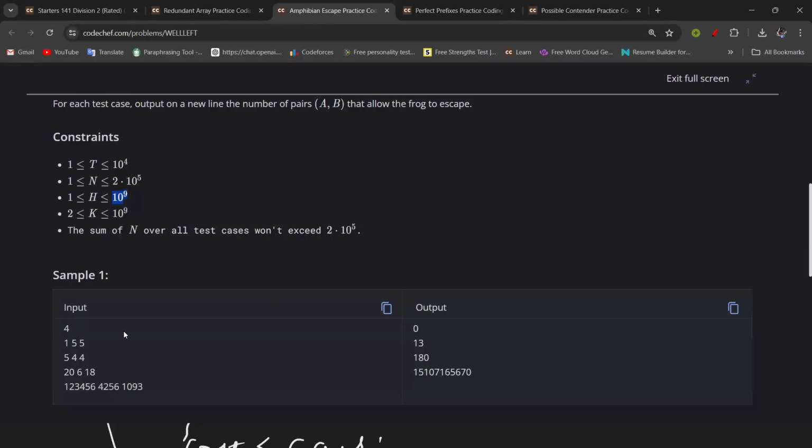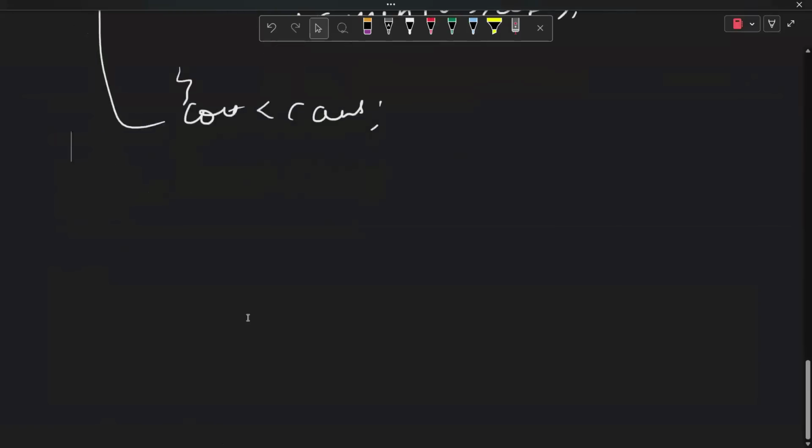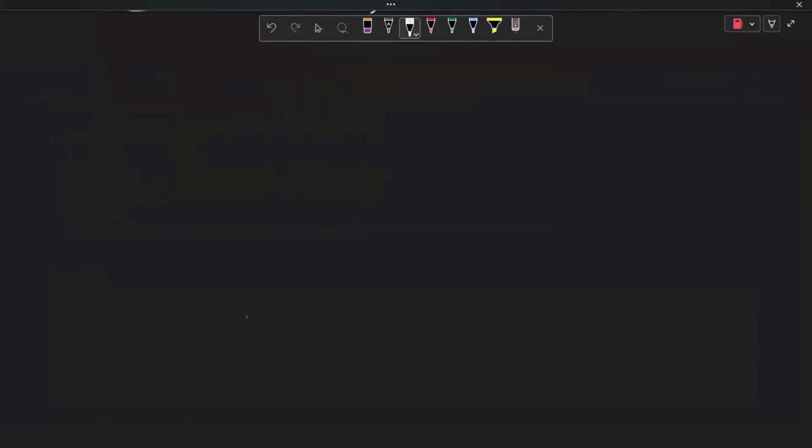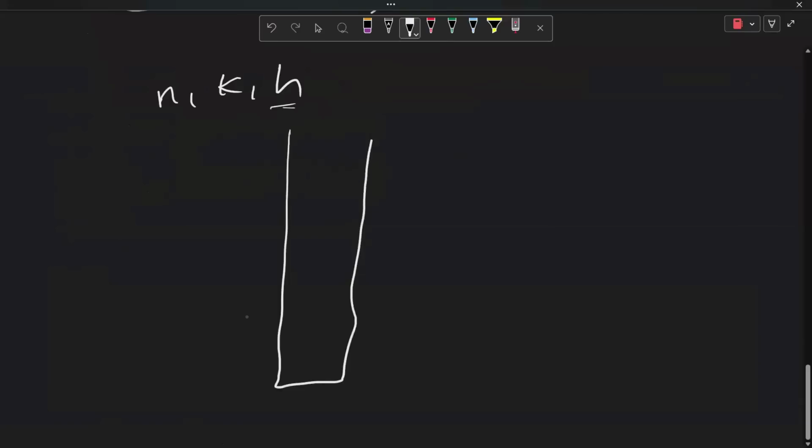What we are given is three integers: n, k, and h. So h is basically the height of the well. We would have some well which has a height of h. So this is h, this is 0. We'll have 1, 2, likewise up till the highest point h. So this is our well.